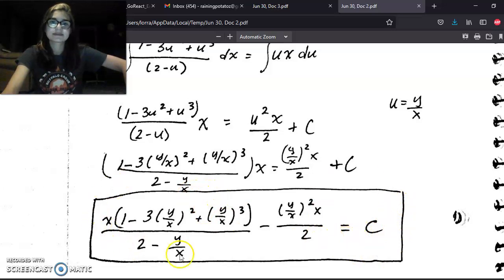And so this was the final answer, which is x times the quantity of 1 minus 3 times y over x squared plus y over x cubed all over 2 minus y over x, minus y over x squared x over 2 is equal to c.